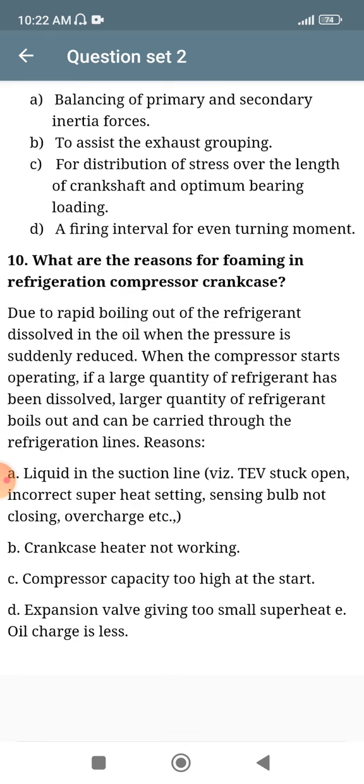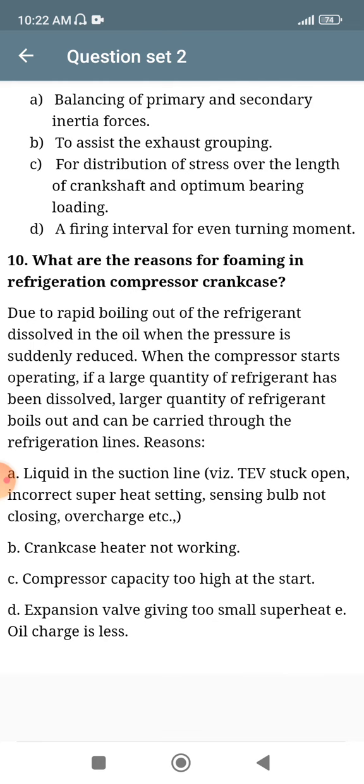When the compressor starts operating, if a large quantity of refrigerant has been dissolved, then a large quantity of refrigerant boils out and is carried out through the refrigerant line.